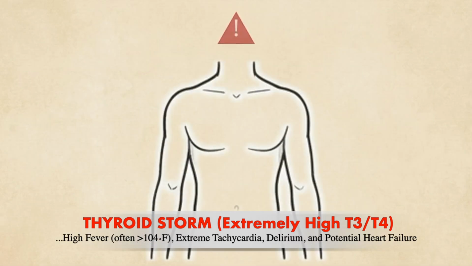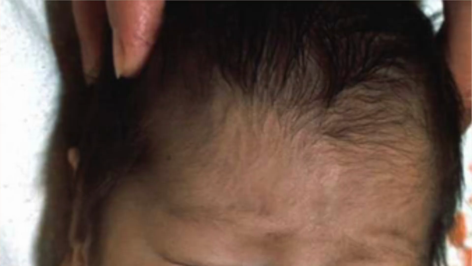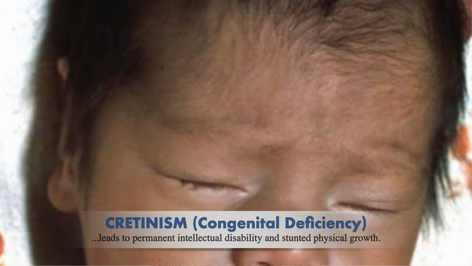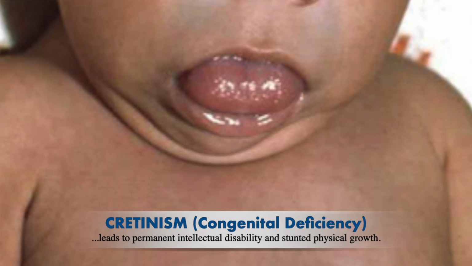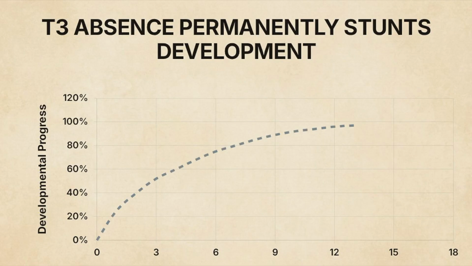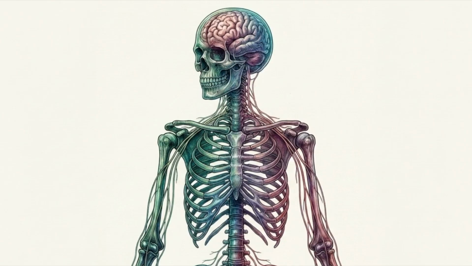This medical emergency presents with high fevers, often exceeding 104 degrees, extreme tachycardia, delirium, and potential heart failure. There are also developmental extremes. In infants, a congenital lack of thyroid hormone leads to a condition called cretinism. Without T3 to drive neurodevelopment, the result is permanent intellectual disability and stunted physical growth, highlighting the hormone's role in the very formation of the human body.